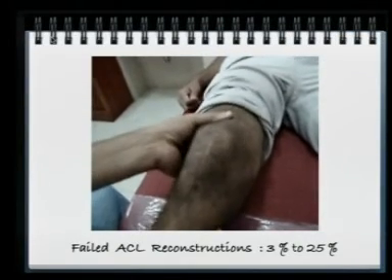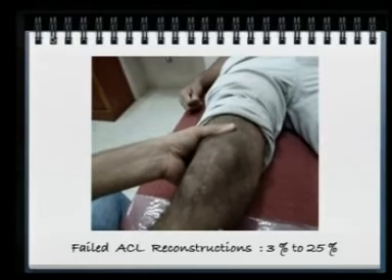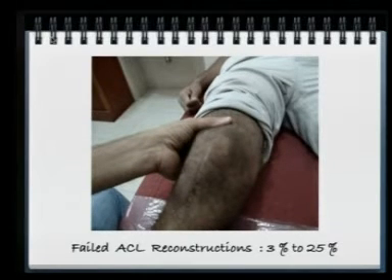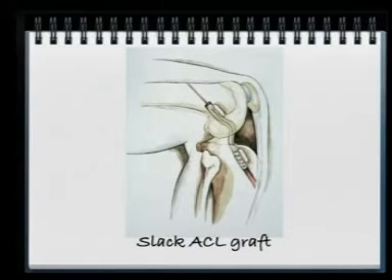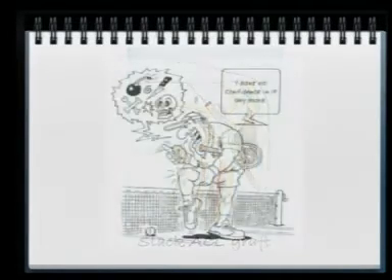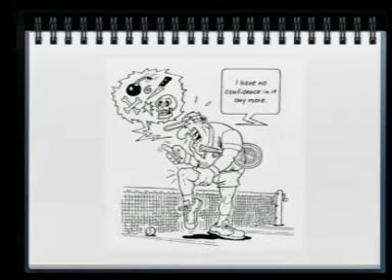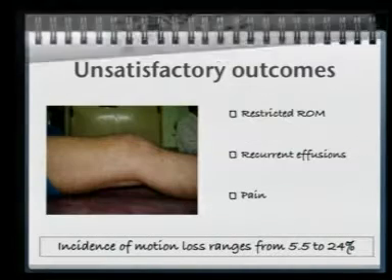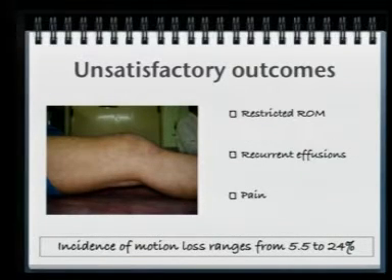Now, failed ACLs account for anywhere from 3 to 25%, and these could be bone, patellar tendon bone or hamstring failures. When we talk about failure, it's not just a recurrence of the slack ACL or pseudo laxity of the ACL that patients present to us. The presentation of a failed ACL could also be from the point of view of restricted range of motion. A patient undergoes an ACL reconstruction, comes to you with a painful swollen knee, he has a restricted range of motion, he has continued pain, and this unsatisfactory outcome may be labeled in some cases as a failure of your ACL reconstruction.